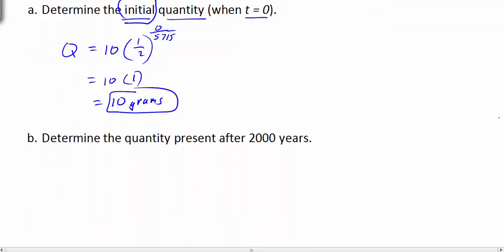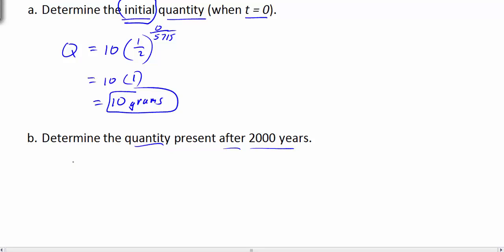The second part of this question says, determine the quantity that is present after 2,000 years. Now, do you expect this number to be greater than 5 or less than 5? Think about that. If we're looking at this after 2,000 years, we started with 10 grams. Do you think we're going to have more than 5 grams or less than 5 grams? All right, let's work this out and see what we come up with.